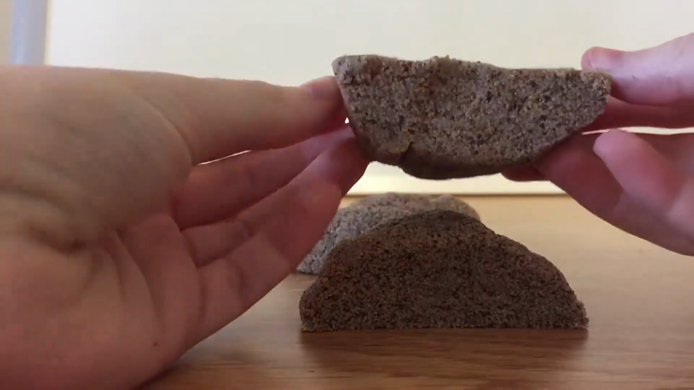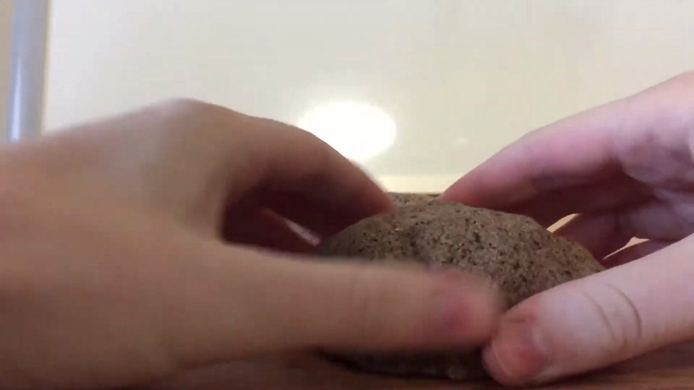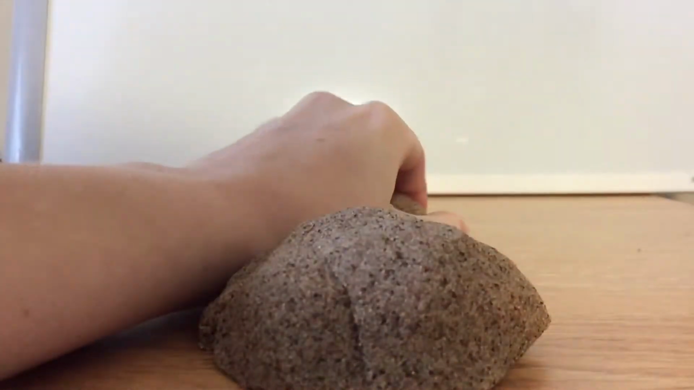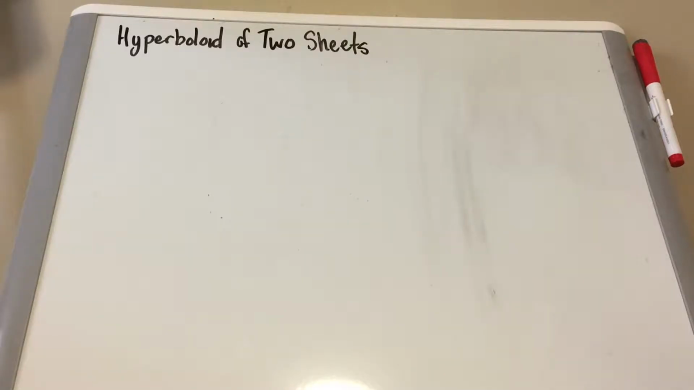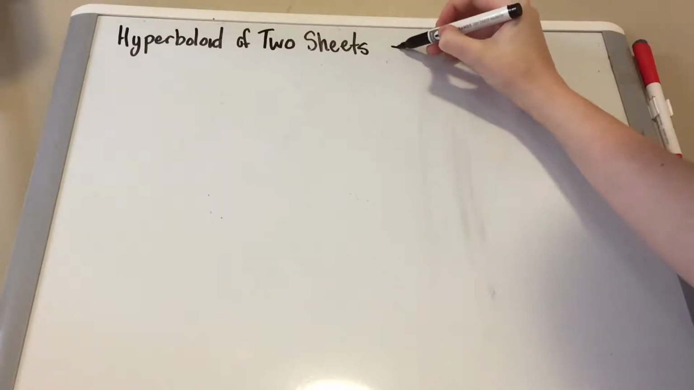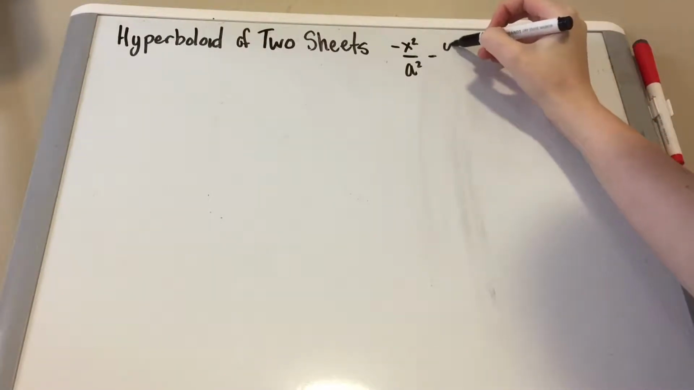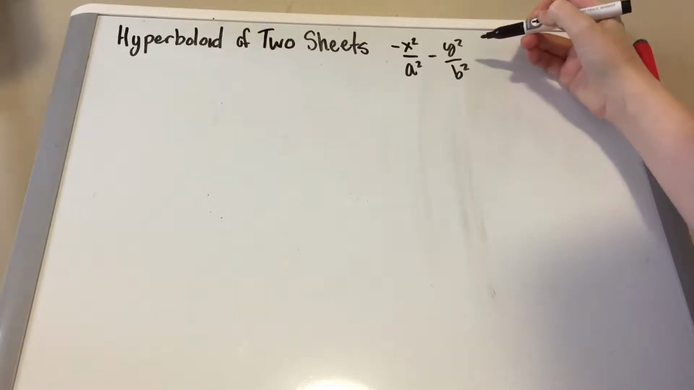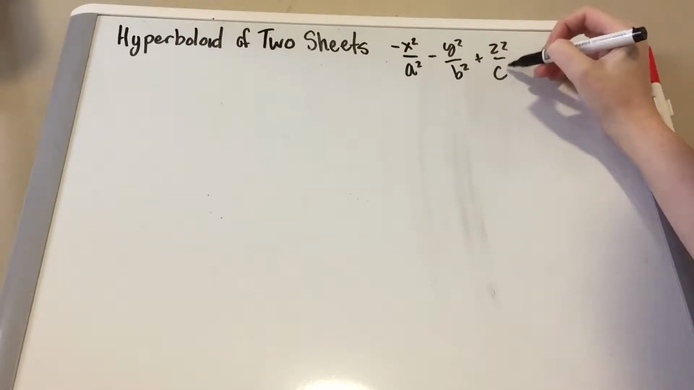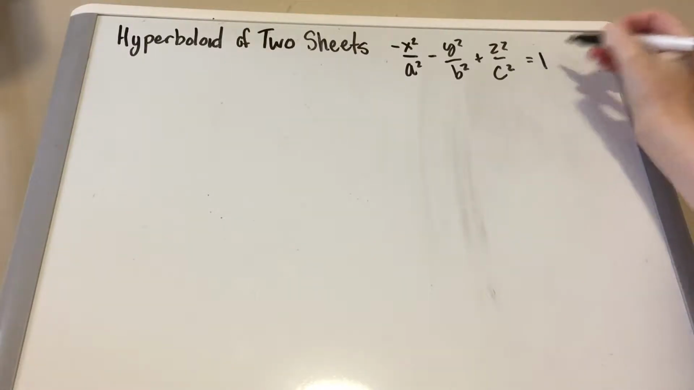And therefore, for a hyperboloid of two sheets, we have horizontal traces that are ellipses, vertical traces that are hyperbolas opening upwards and downwards. And there are two sheets. The equation for a hyperboloid of two sheets is negative x squared over a squared minus y squared over b squared plus z squared over c squared equals 1.